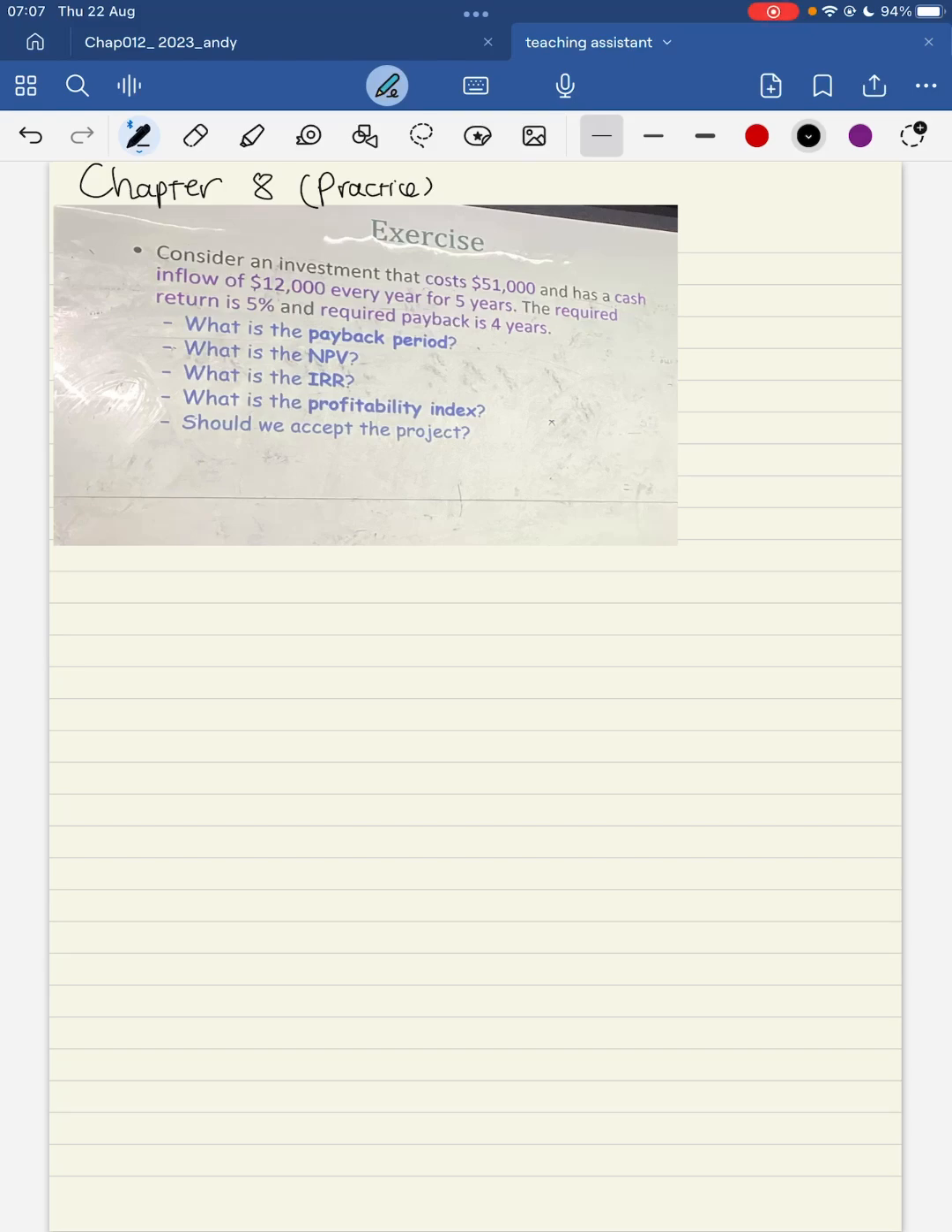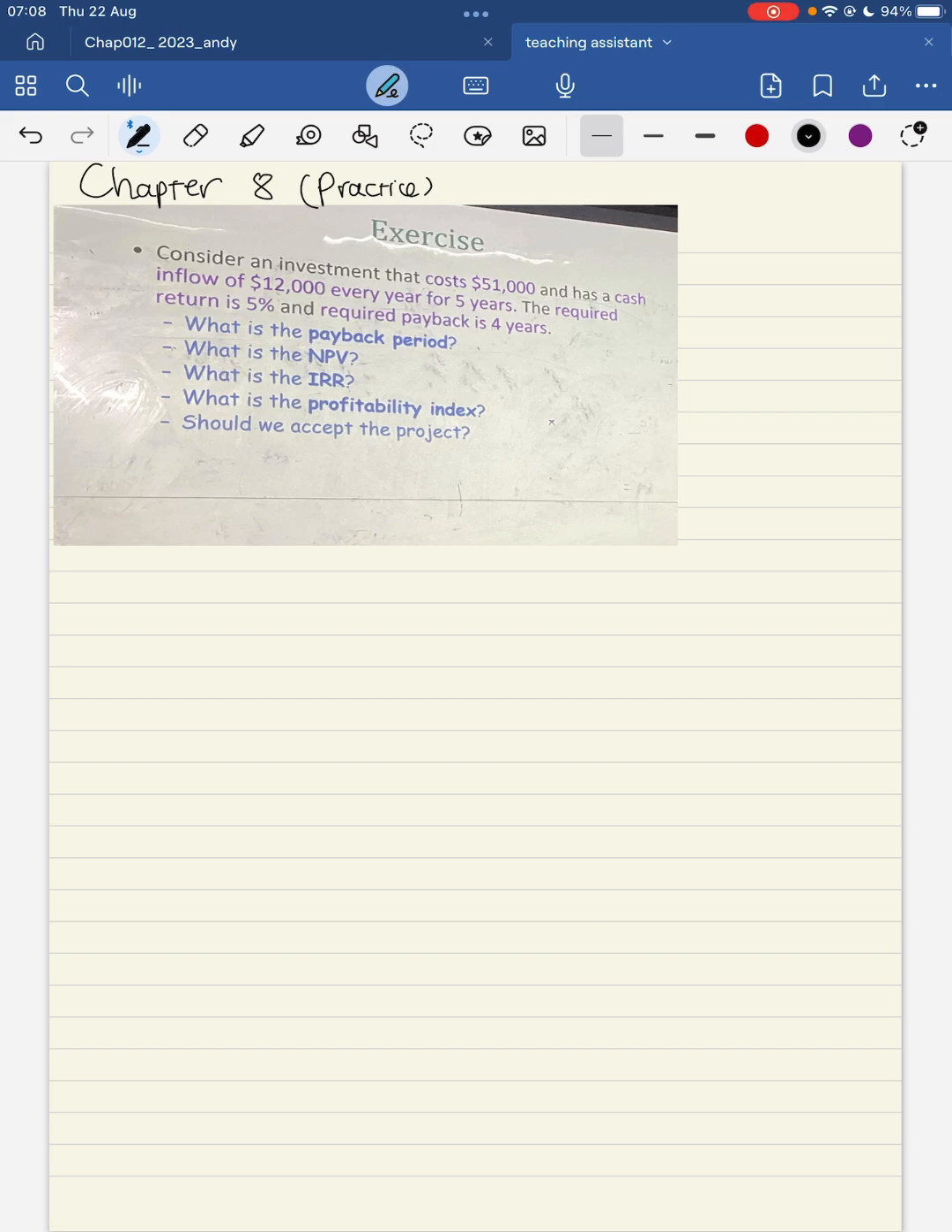Hello everyone, welcome back. Today we will practice chapter 8 by doing this exercise. Consider an investment that cost $51,000 and has a cash inflow of $12,000 every year for 5 years. The required return is 5% and required payback is 4 years.